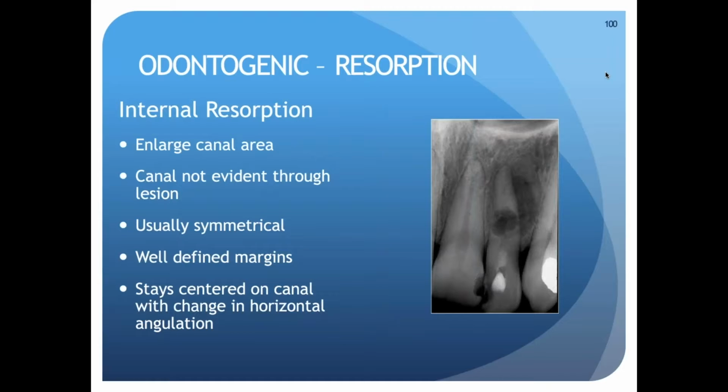Next, we have our internal resorption. So we're going to have an enlarged canal area, and you're usually not going to be able to see the canal through the lesion. Usually very symmetric and well-defined margins. And if we shift our x-ray, it should stay centered with the tooth.